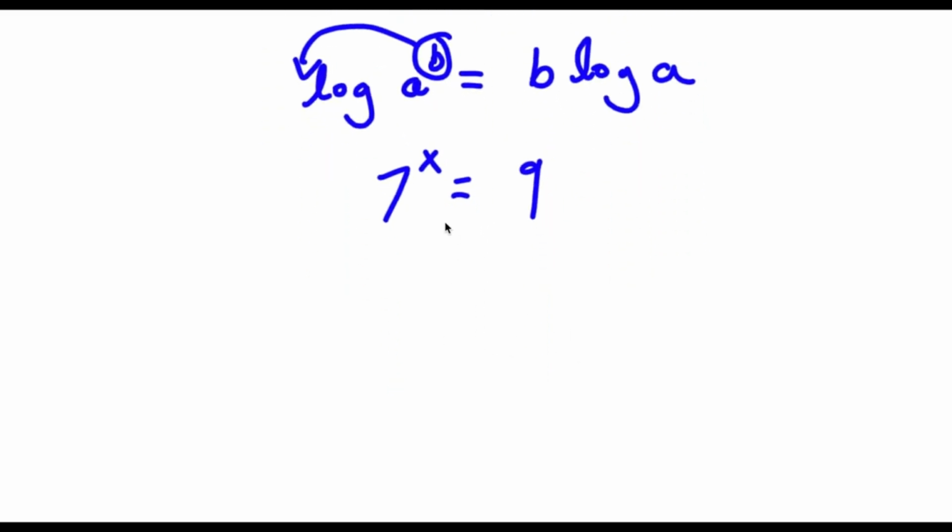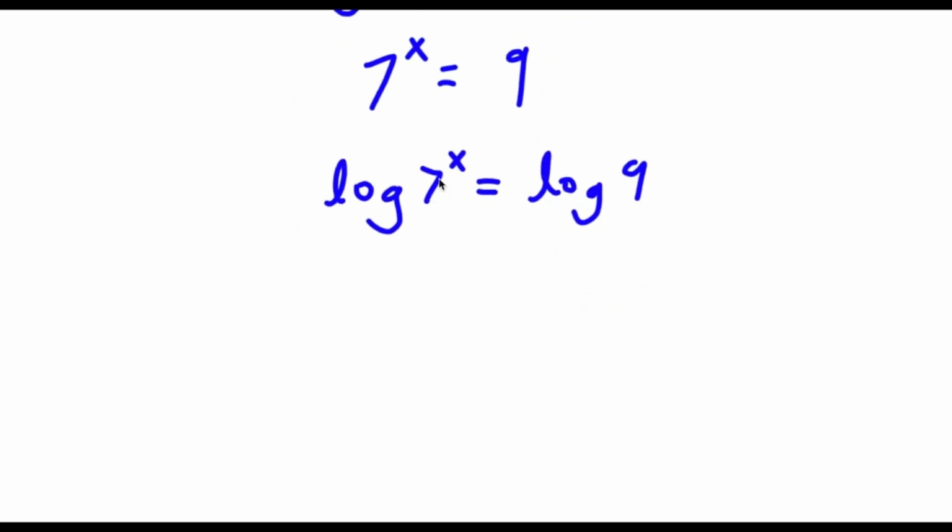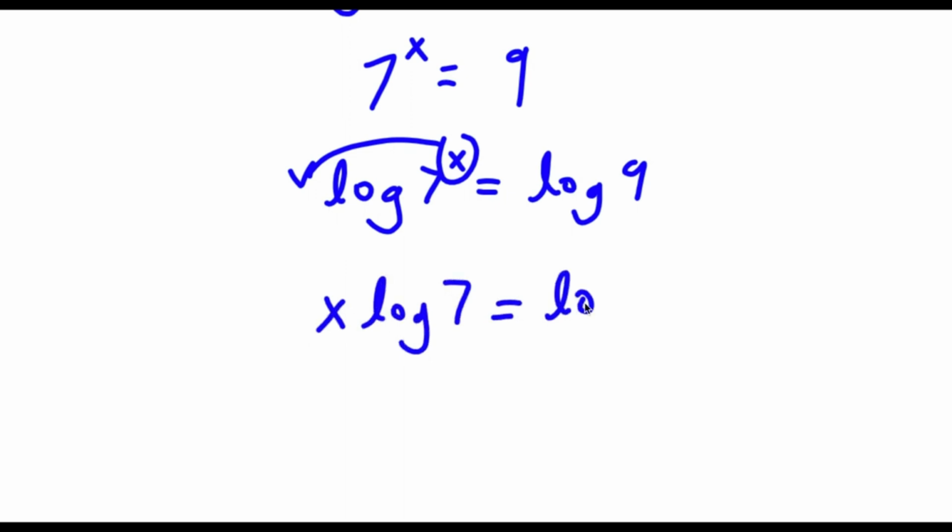So this is actually going to be almost impossible to solve by just on your own. However, when we use this property, we can take the log on both sides. So we have log 7 to the power of x is equal to log 9. And now I can go ahead and move this to the front. So this would equal x times log 7 is equal to log 9.